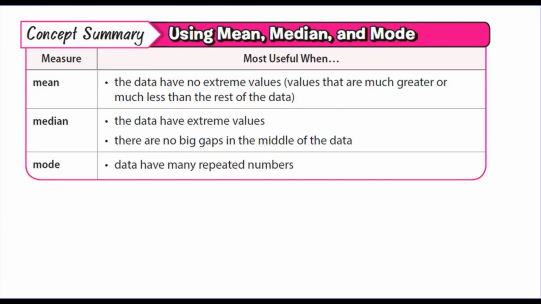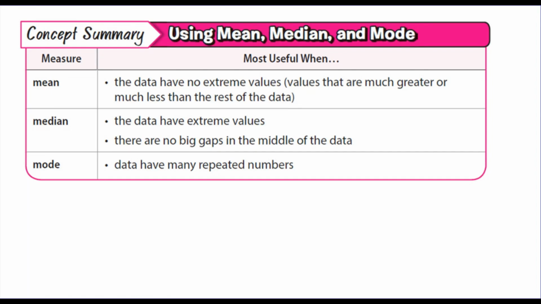Here are some tips on which measure of center we should use when we're looking at different data sets. You should use the mean when you have no extreme values that are much greater or much less than the rest of the data. You should use the median when you do have extreme values, because those extreme values can affect the mean.